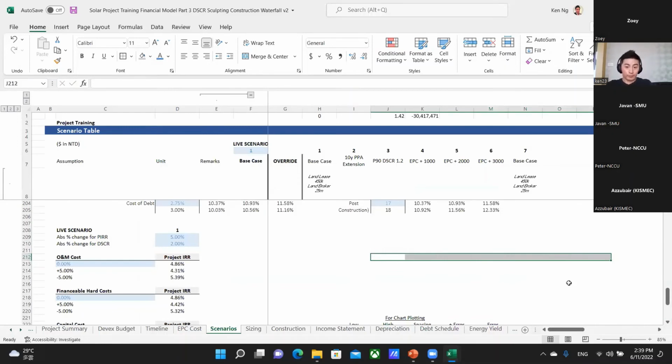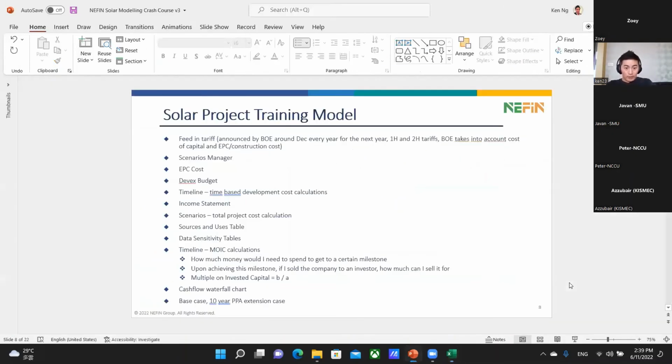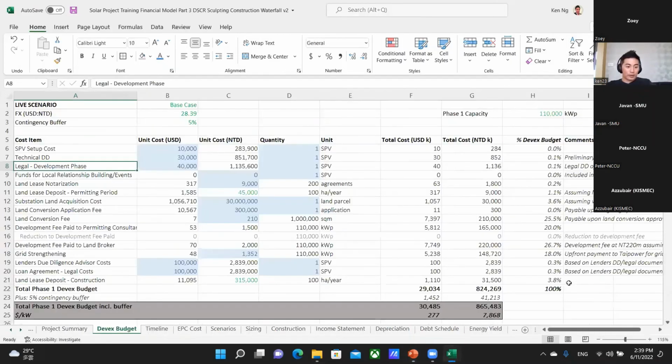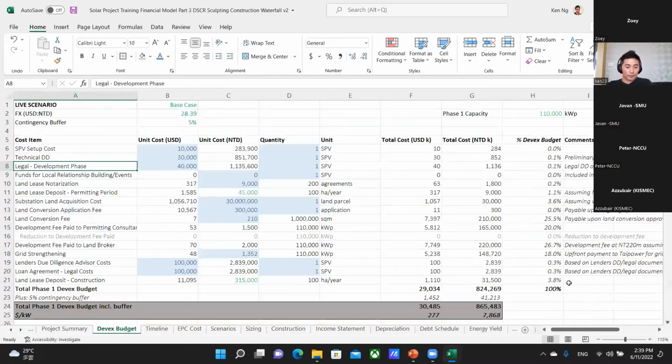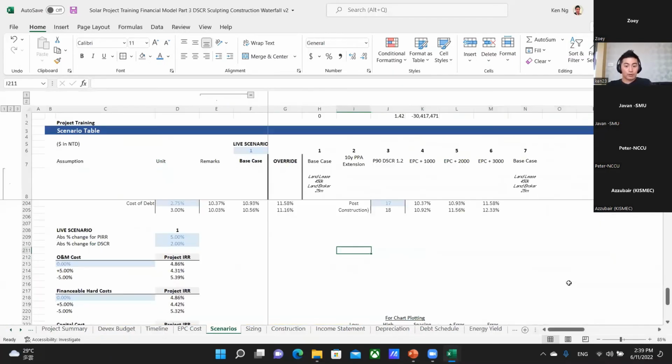So that's one tip. And let's talk about the cash flow waterfall chart. So this is the cash flow waterfall chart here. Just go back to scenario 7.